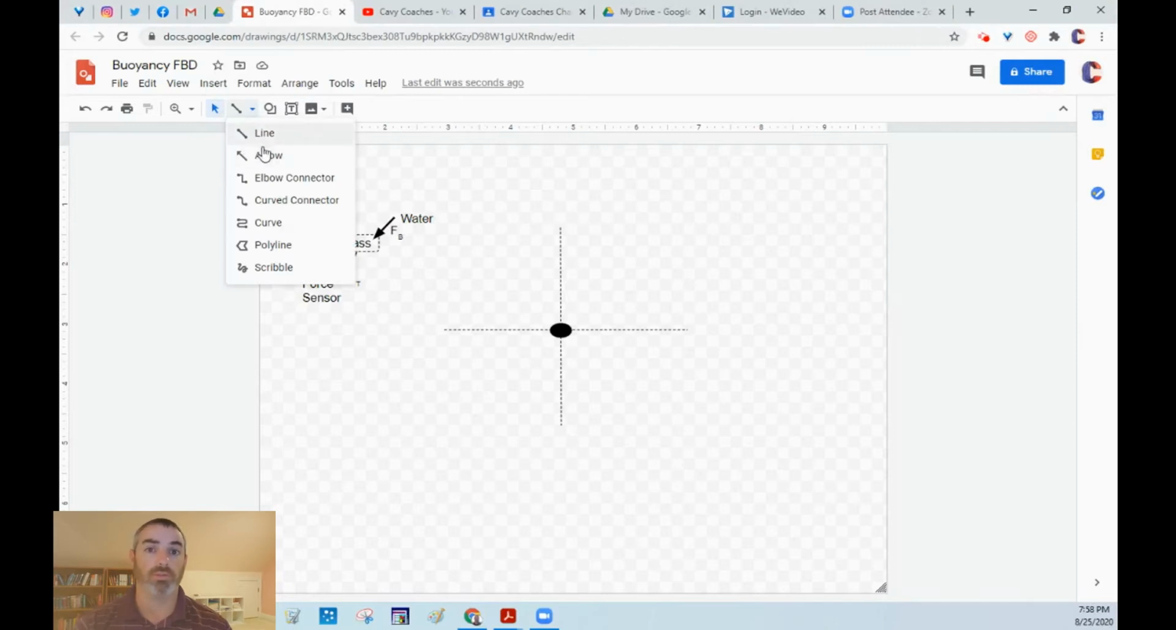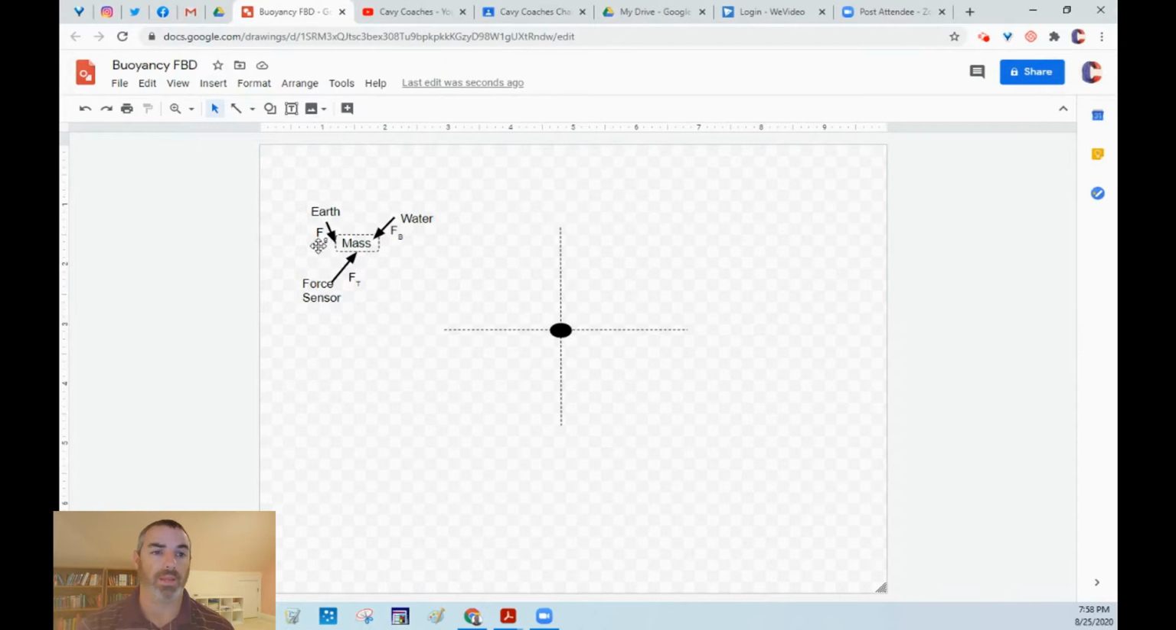Alright, so we're going to draw our free body diagram for the hanging mass in the water. So you can see our system schema here. We've got the tension force of the force sensor, we've got the gravitational force of the earth, and the buoyancy force of the water. So we'll go ahead and draw the gravitational force.